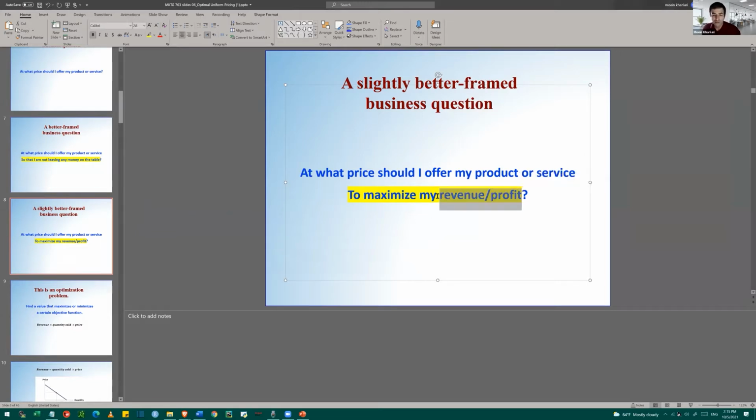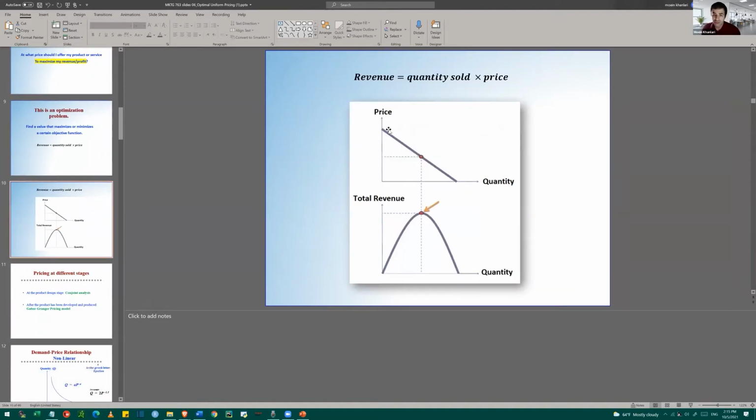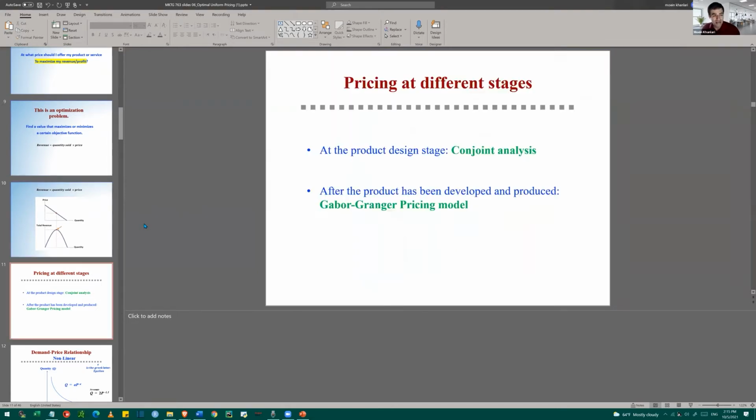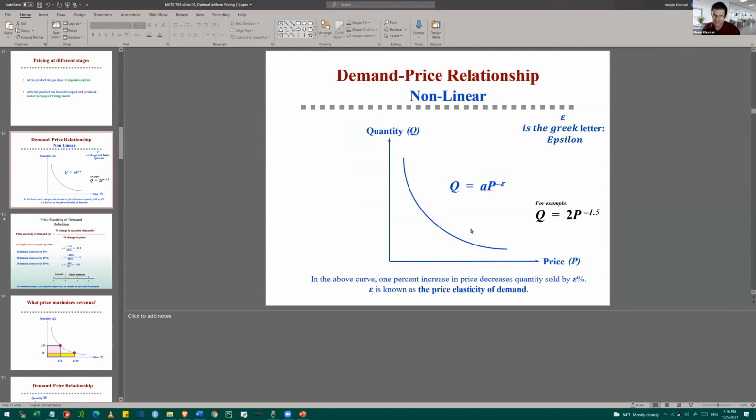So the easier problem to solve is maximizing revenue, because that's what price generates revenue. We talked about having an understanding of the price demand relationship or price quantity relationship, which is a negative relationship. When one goes up, the other goes down. And we talked about the fact that usually it's a nonlinear relationship. That's an example of a nonlinear relationship where the change is not constant at different price levels.